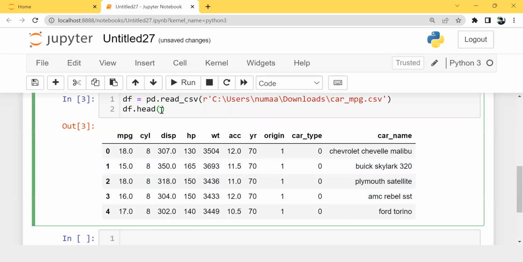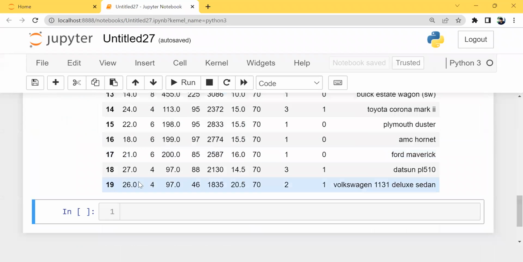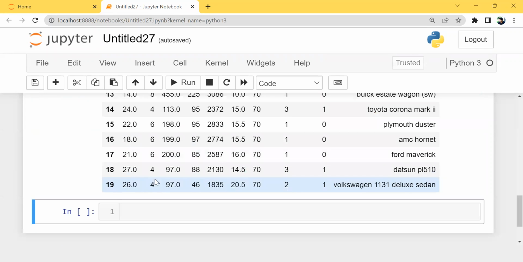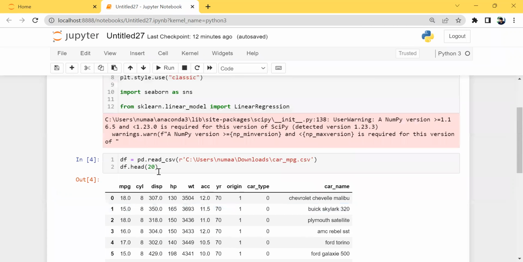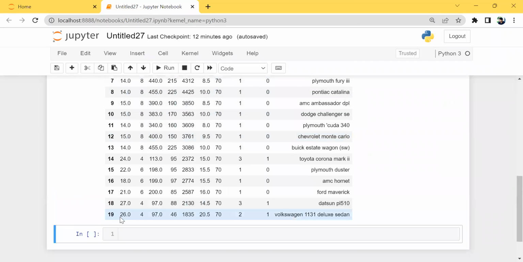For example, if you want to visualize 20 rows, and I give 20 inside the head function, what happens if I hit shift enter? You'll see you have got 20 rows, from 0 to 19. I'm just reducing the screen size here. So by this you can visualize 0 till 19.